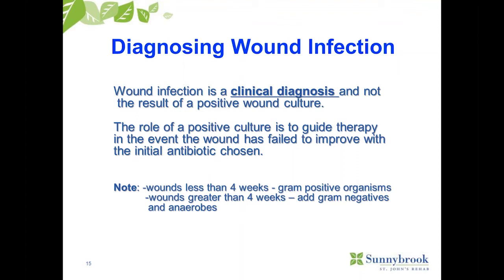We take a swab first in case the antibiotic we choose isn't really doing much in 2 to 3 days. By then we'll have the sensitivities back and maybe there'll be another antibiotic that's more appropriate. Okay? Wounds that are less than 4 weeks, think about gram positives. If it's beyond that, you're starting to get chronic wounds as well as gram positives. You'll have gram negatives and anaerobes. So you'll need more broad spectrum treatment.